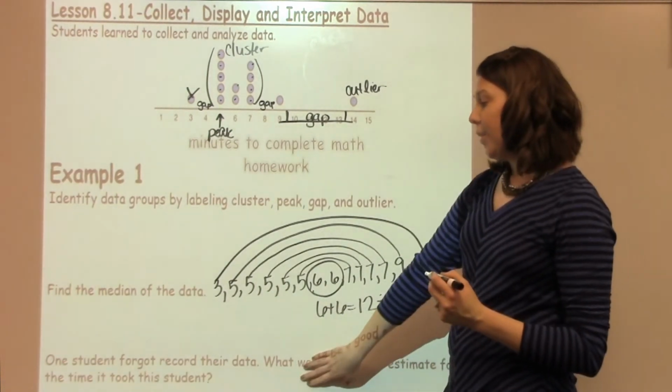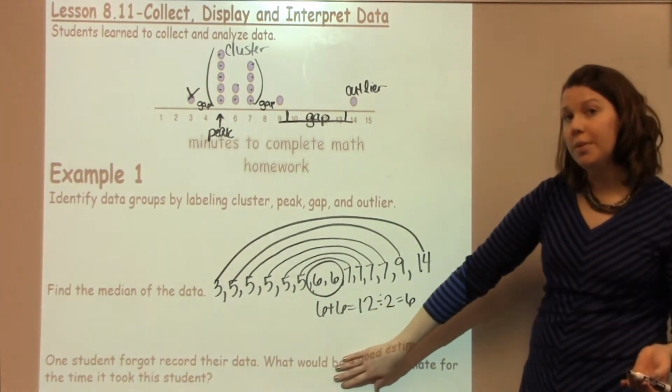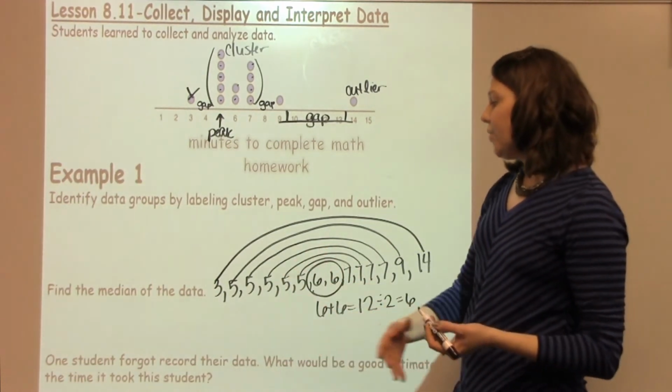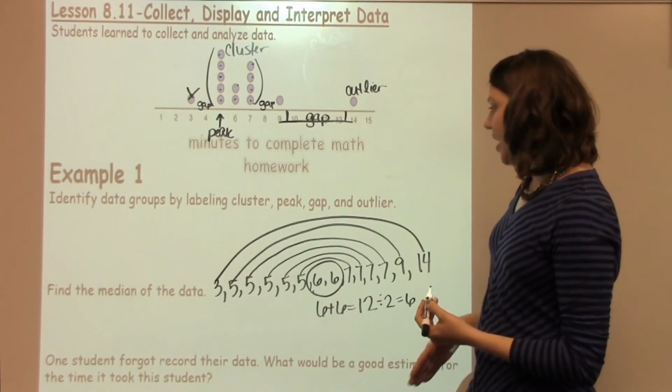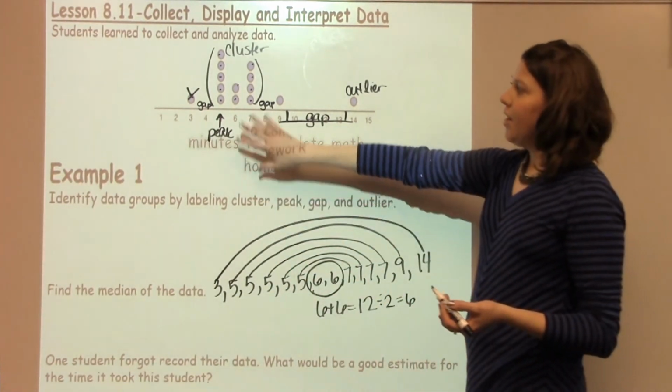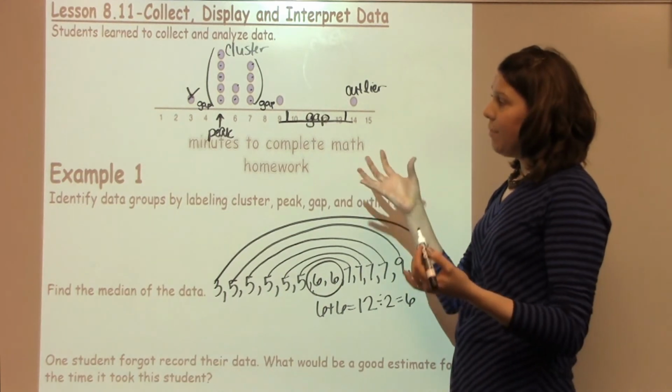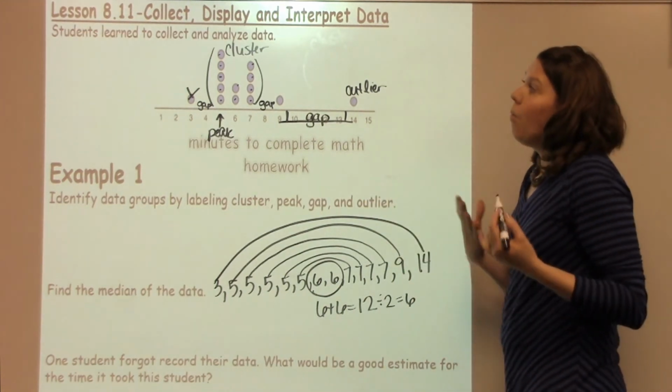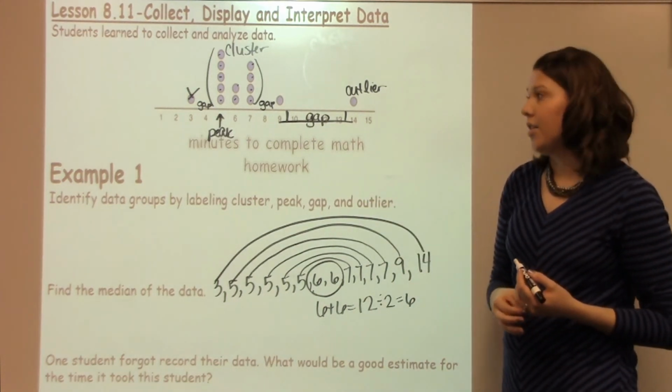Now, this last part of the question says, thinking about how we'd interpret this data, one student forgot to record their data. What would be a good estimate for the time it took this student? So one student forgot to put their information into this table, and we need to think about where this information should go in our dot plot.